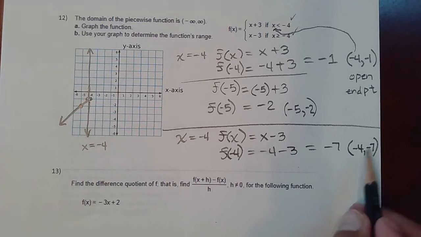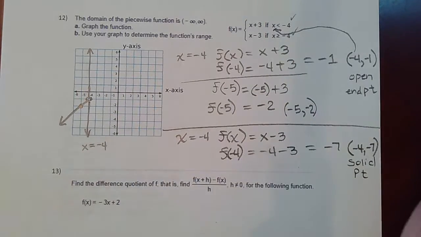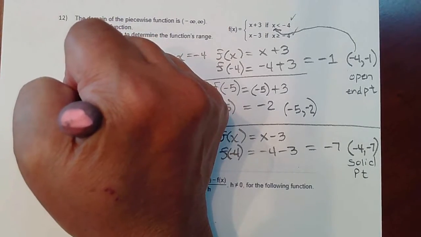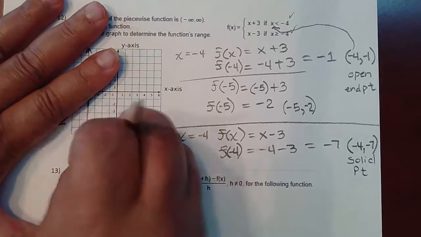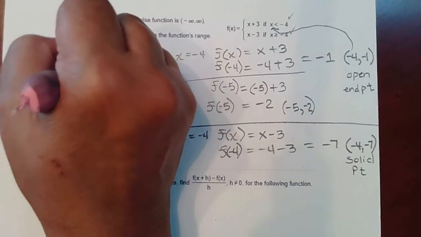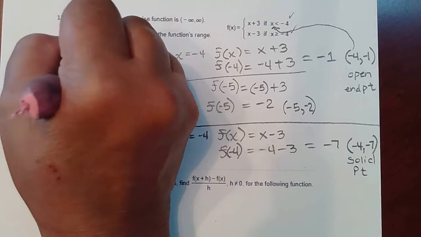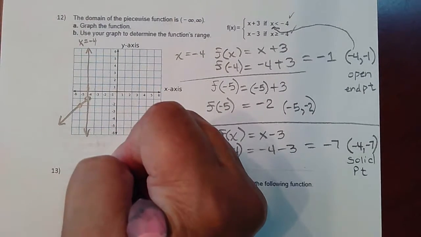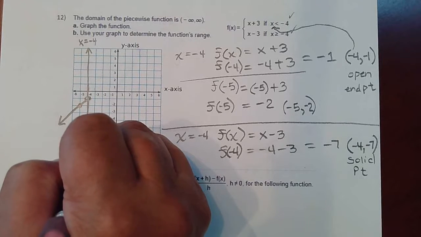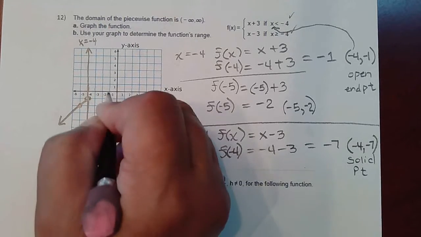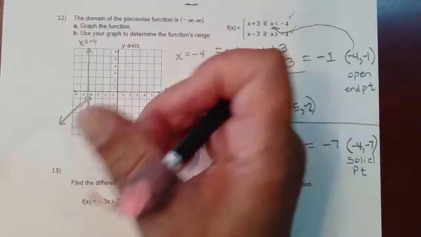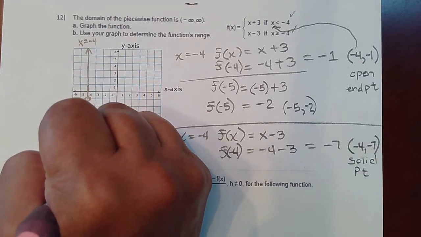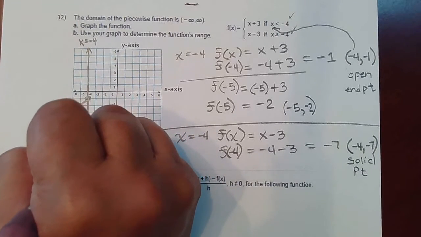So go plot -4, -7. This will be a solid point. Let's see, let me get this out of the way. I'll move it. So -4, -7, that's going to be past -6, so it'll be about down here somewhere. And I'll just fix this a little bit. So about right there.